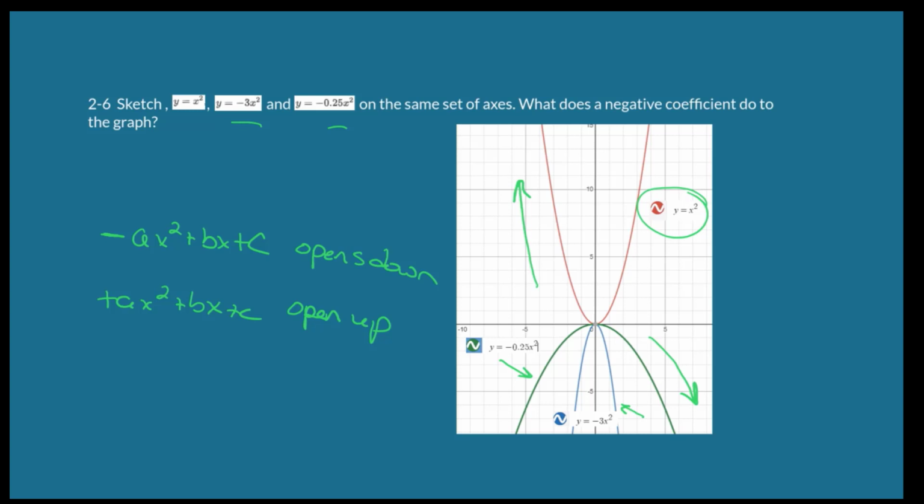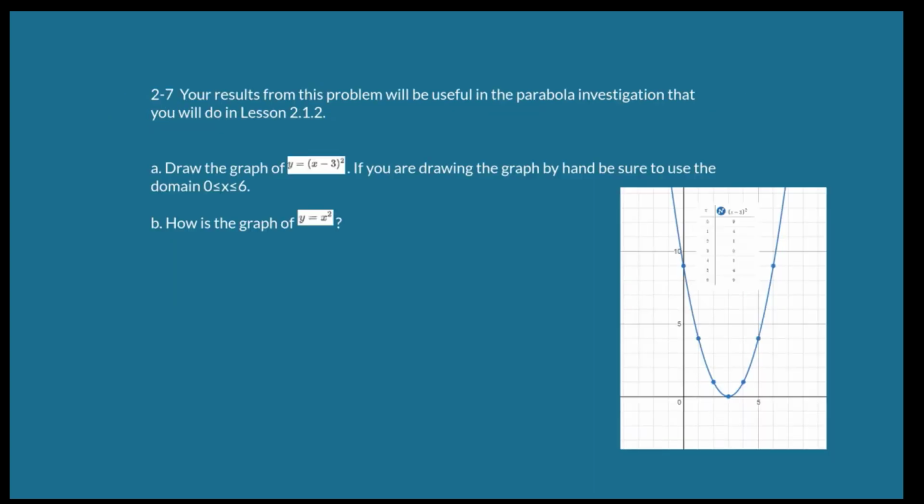All right, moving on. For 2-7, this is going to help you with lesson 2.1.2. On this, it asks you to draw the graph of y equals the quantity of x minus 3 squared. If you are drawing the graph by hand, be sure to use the domain 0 is less than or equal to x is less than or equal to 6. So what I did is I just put it into Desmos, and I used the table that you see right here to graph this particular parabola. Okay, so that's now graphed.